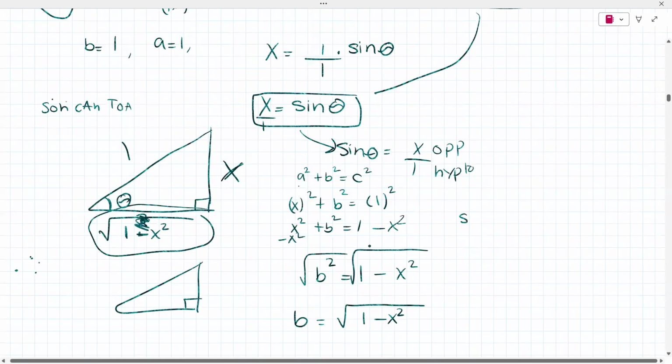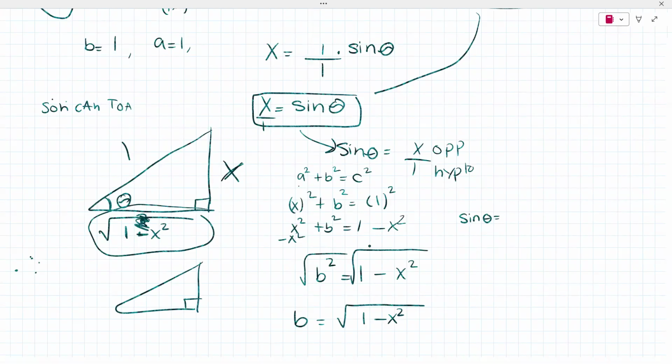So what is my sine theta? Here's your theta. Sine is opposite over hypotenuse. So here's theta, opposite is x, hypotenuse is 1, and then what is cosine theta? Cosine is adjacent over hypotenuse, so it's going to be square root of 1 minus x squared over 1.